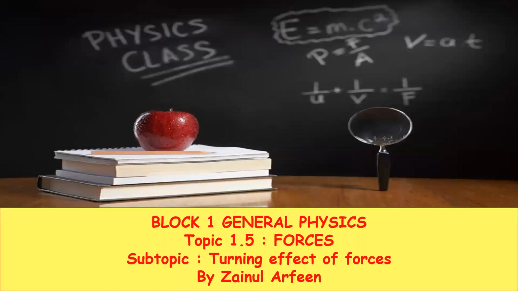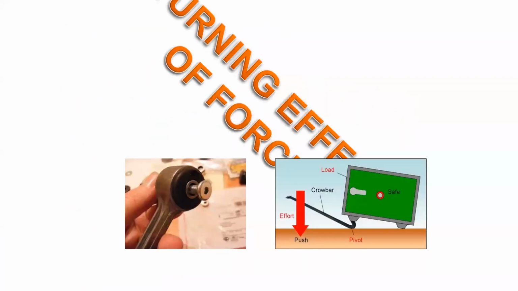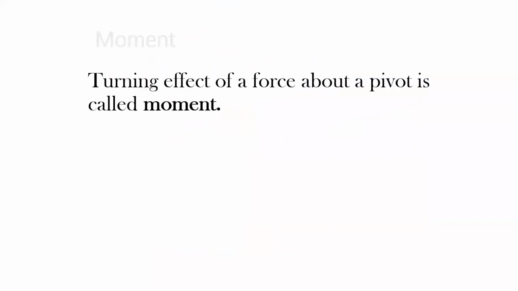So in the last session, we were discussing the turning effects of forces. A force can change or rotate an object. By applying a force, we can produce a clockwise or anti-clockwise rotation. And we discussed the definition: the turning effect of a force about a pivot is called a moment.